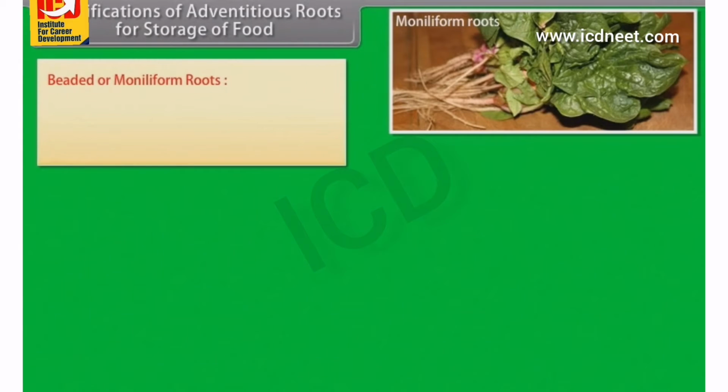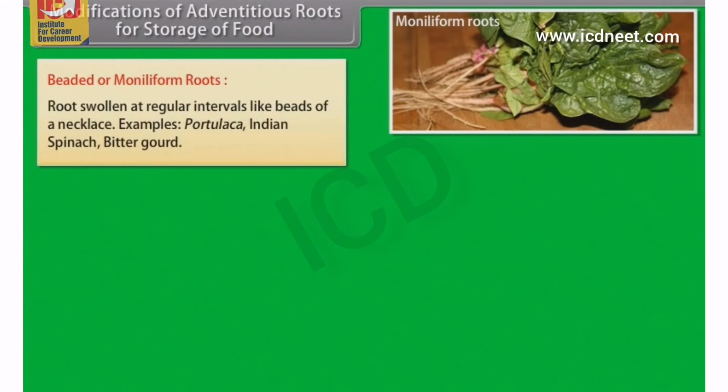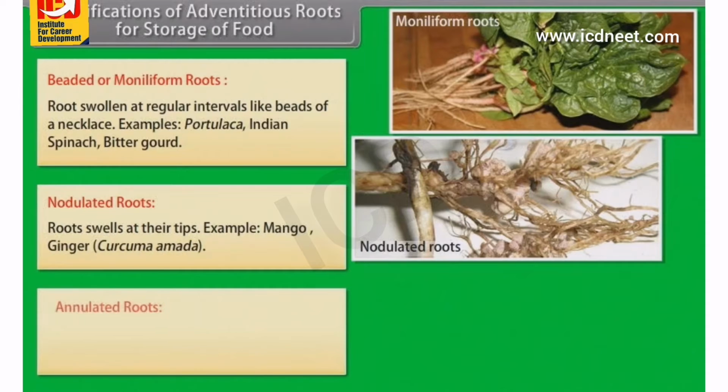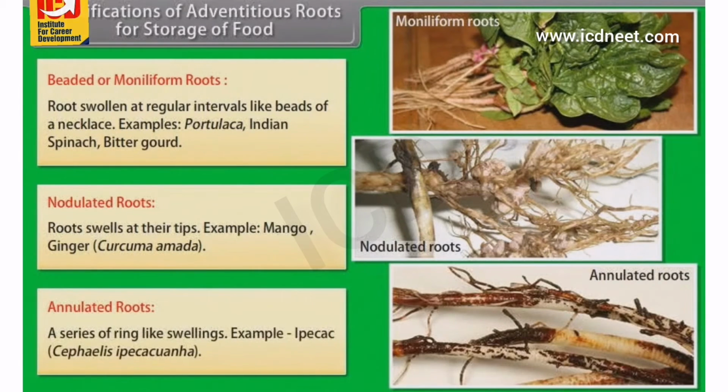Beaded or moniliform roots: roots swollen at regular intervals like beads of a necklace. Examples, Portulaca, Indian spinach, bitter gourd. Nodulated roots: roots swell at their tips. Example, mango, ginger. Annellated roots: a series of ring-like swellings. Example, ipecac.